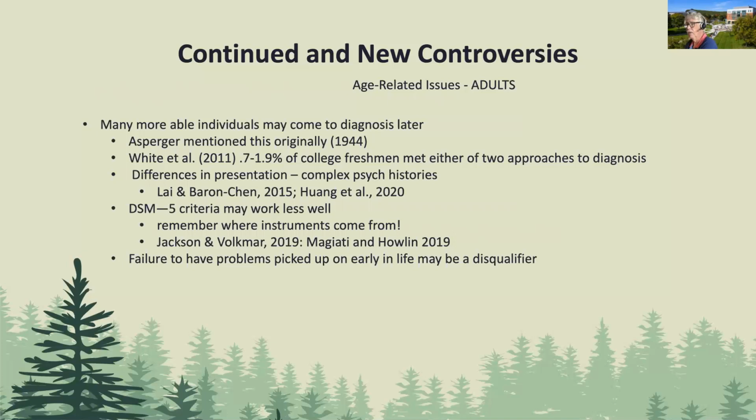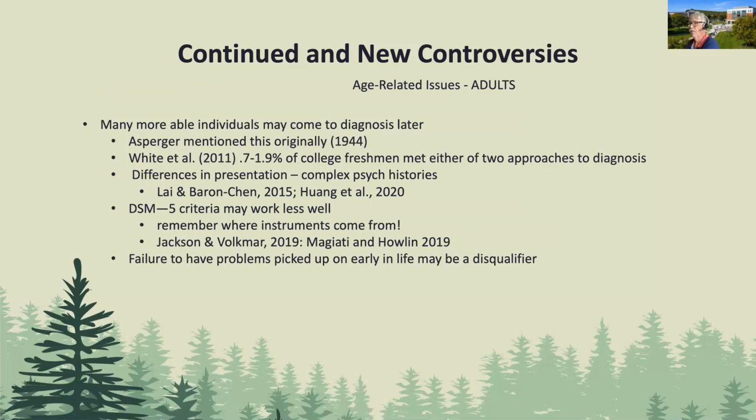If you're presenting for diagnosis as a 20 or a 25-year-old, you've had a lot of time to grow and develop. You may have had other problems develop. We know that people on the autism spectrum are prone to develop anxiety and depression, other problems. All these things can complicate the diagnosis.